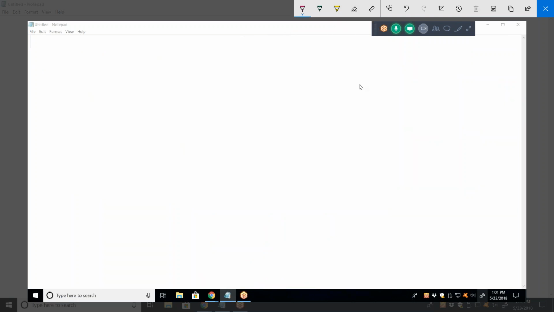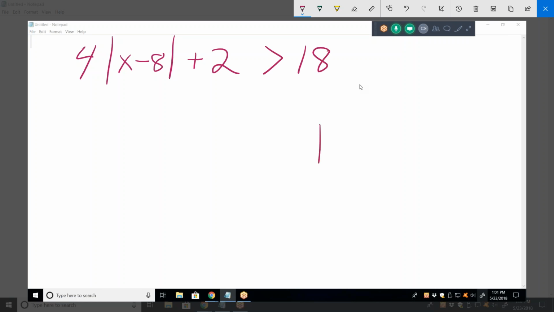So I've got the next one. Okay. So this one is 4, then the absolute value of x minus 8, then plus 2, and all that is greater than 18. Okay. The underlying principle here is, tell me what this means.